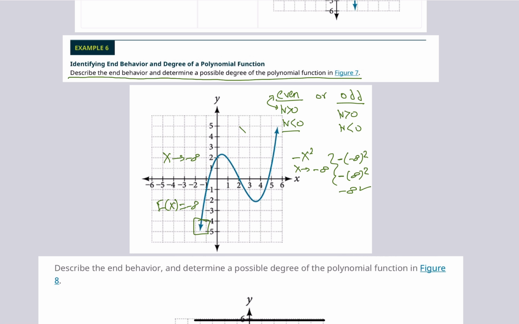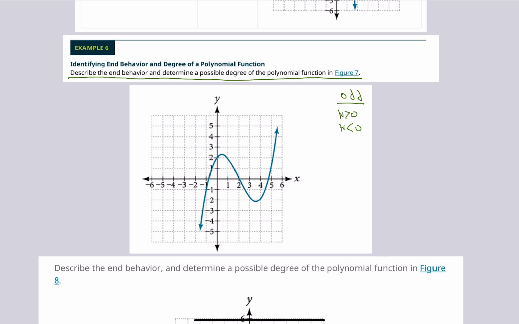Just need to determine the second one, as x tends to infinity. Is f(x) equal to infinity? Well, I have negative x squared as x tends to infinity. What do I get? I get negative infinity squared, which is negative infinity, which is not the case. So even is not the degree.